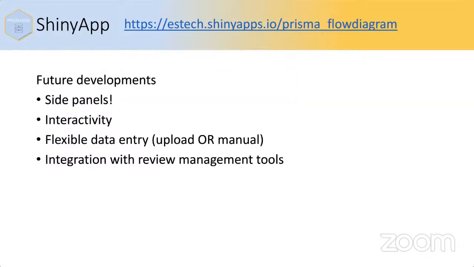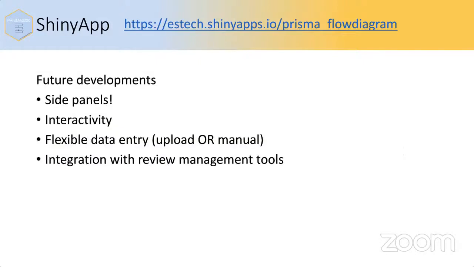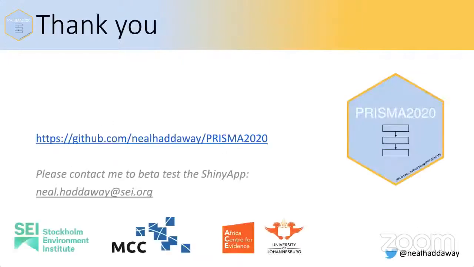So some future developments are to add in the side panels. You'll notice there that the blue side panels aren't working because Shiny doesn't support JavaScript. I also want to build interactivity in so that you can click on the nodes and be sent to URLs. We're also trying to build in flexible data entry so that in Shiny you can either upload a CSV from the template or you can have manual data entry. And to integrate the flow diagram with review management tools so that this data automatically is populated from whichever review management tool you use. Thanks very much.